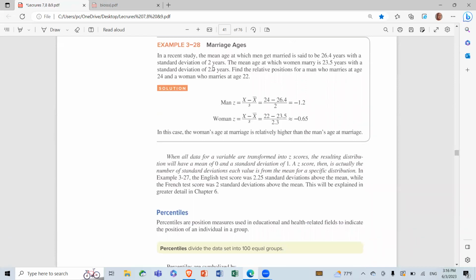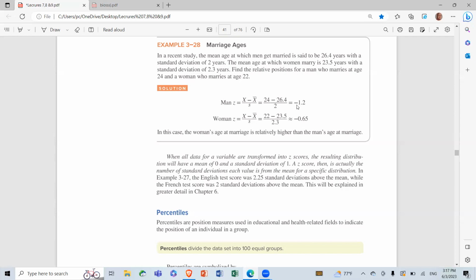Example 3-28 marriage ages. In a recent study, the mean age at which men get married is said to be 26.4 years with a standard deviation of 2 years. The mean age at which women marry is 23.5 years with a standard deviation of 2.3 years. Find the relative position for a man who marries at age 24 and a woman who marries at age 22. Man z-score: x minus x bar over standard deviation. بالنسبة للمان عنا ال 24 العمر لل 24 to get married minus 26.4 هي المين وعنا over 2 كمان للمان. وكمان بالنسبة للومن the same 22 عمرها لتتجوز و X بار للومن 23.5 هي المين over 2.3 اللي هي standard deviation.